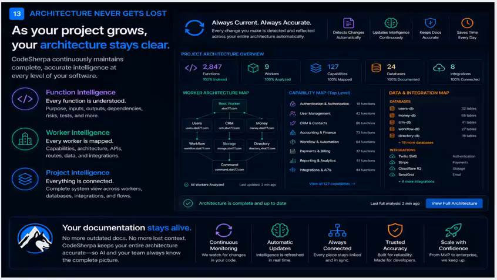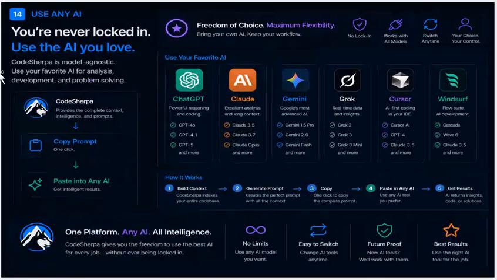So as your project grows, your architecture stays clear. Your function intelligence is enhanced and increased every time. Your worker intelligence and architecture is updated. Your project intelligence is updated. And so basically, CodeSherpa maintains a constantly evolving, complete understanding of your project so that, again, as you're developing your project, you can use the prompt generator to give a fresh session of your AI a complete context history for the project that's relevant to the specific need that you have of your AI at that point in time.